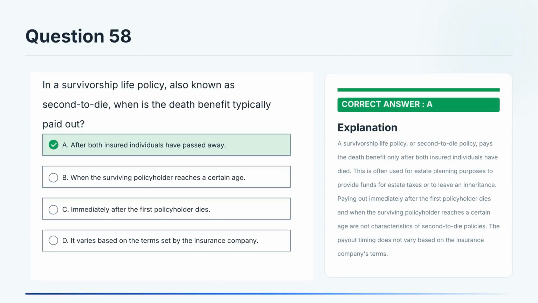The correct answer is A. After both insured individuals have passed away. A survivorship life policy, or second to die policy, pays the death benefit only after both insured individuals have died. This is often used for estate planning purposes, to provide funds for estate taxes or to leave an inheritance. Paying out immediately after the first policyholder dies, and when the surviving policyholder reaches a certain age, are not characteristics of second to die policies. The payout timing does not vary based on the insurance company's terms.